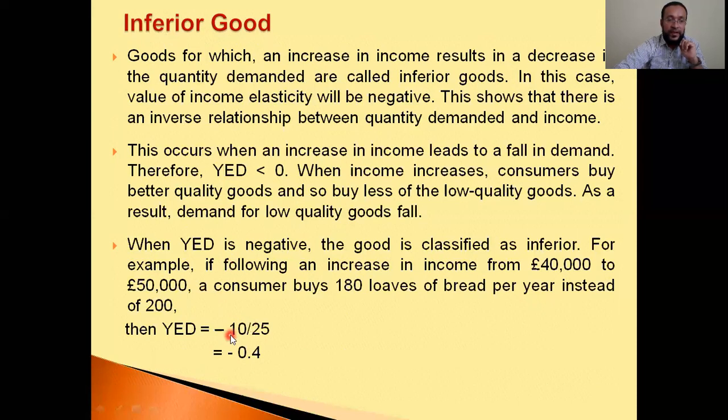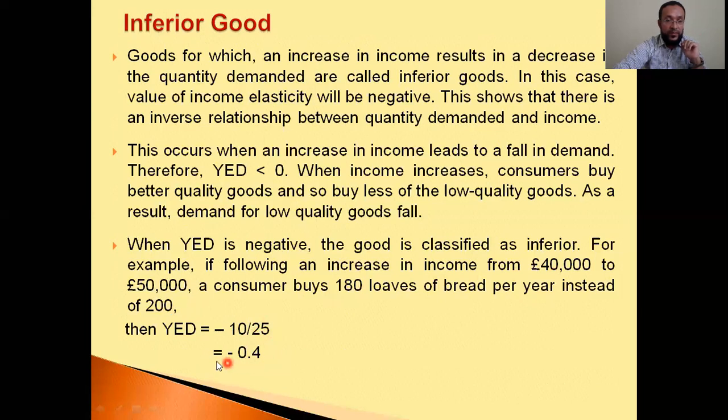Here the value is negative. See here, the value is negative. Minus sign -10. Here 10 is minus because demand fell. Quantity demanded fell from 200 to 180. So this is a 10% fall in demand. Demand fell, so the sign is negative, and income increased by 25%. So after calculating, we are getting the value -0.4. Since it is a negative value, it is an inferior good.